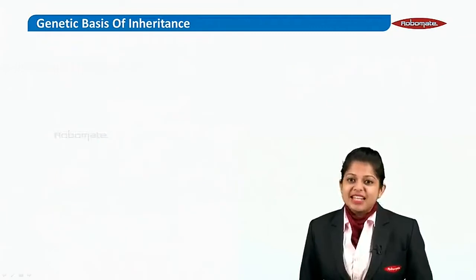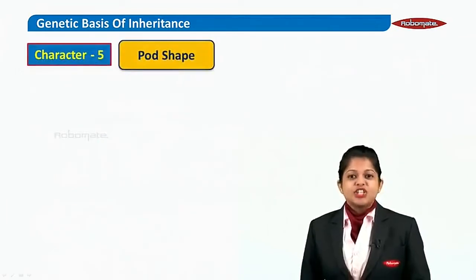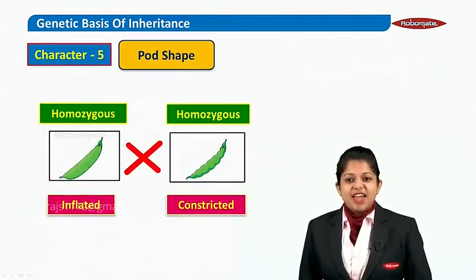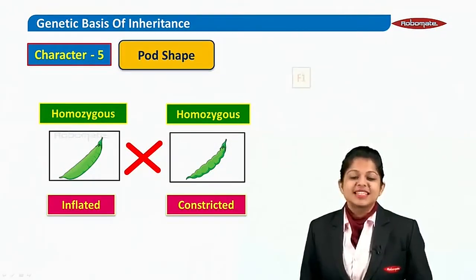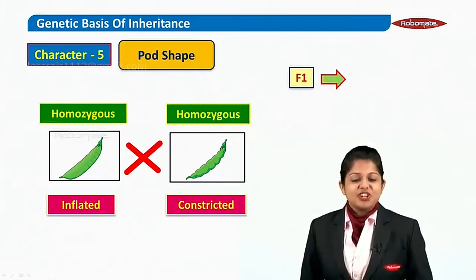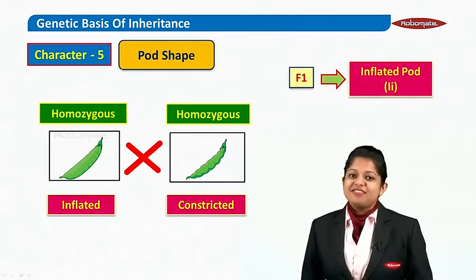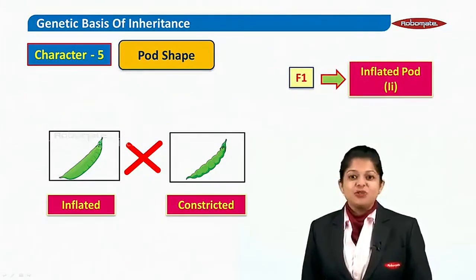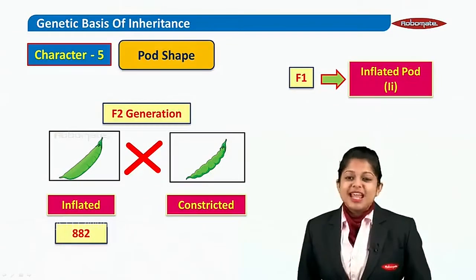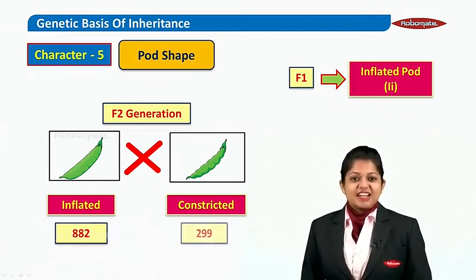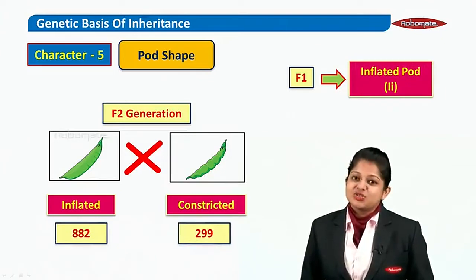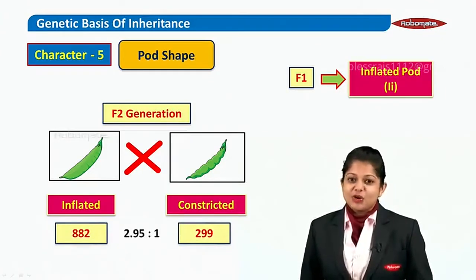Let's see the fifth character, which is pod shape, where the homozygous inflated were crossed with the homozygous constricted. The F1 generation gave all inflated pods, but the F2 generation produced 882 inflated, whereas 299 constricted, which gave us the ratio of 2.95:1.